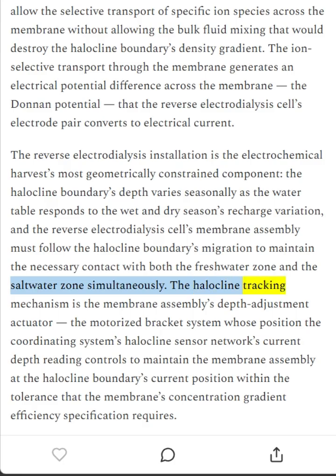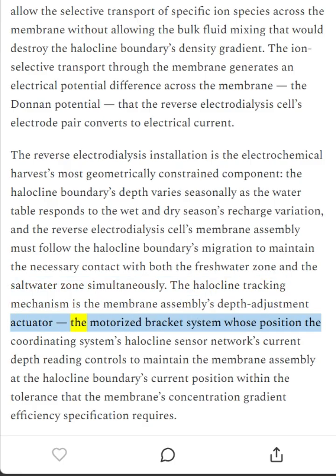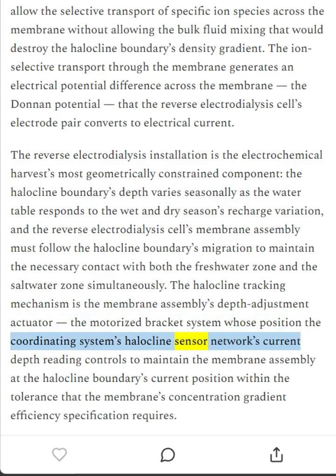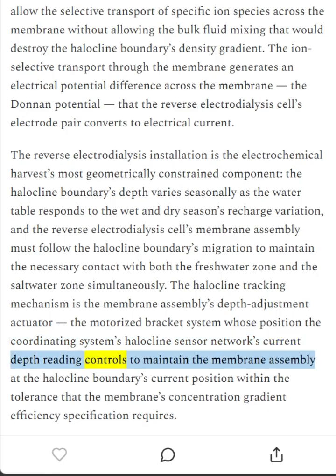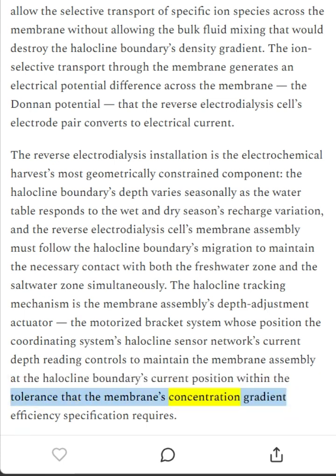The halocline tracking mechanism is the membrane assembly's depth adjustment actuator, the motorized bracket system whose position the coordinating system's halocline sensor network's current depth reading controls to maintain the membrane assembly at the halocline boundary's current position within the tolerance that the membrane's concentration gradient efficiency specification requires.